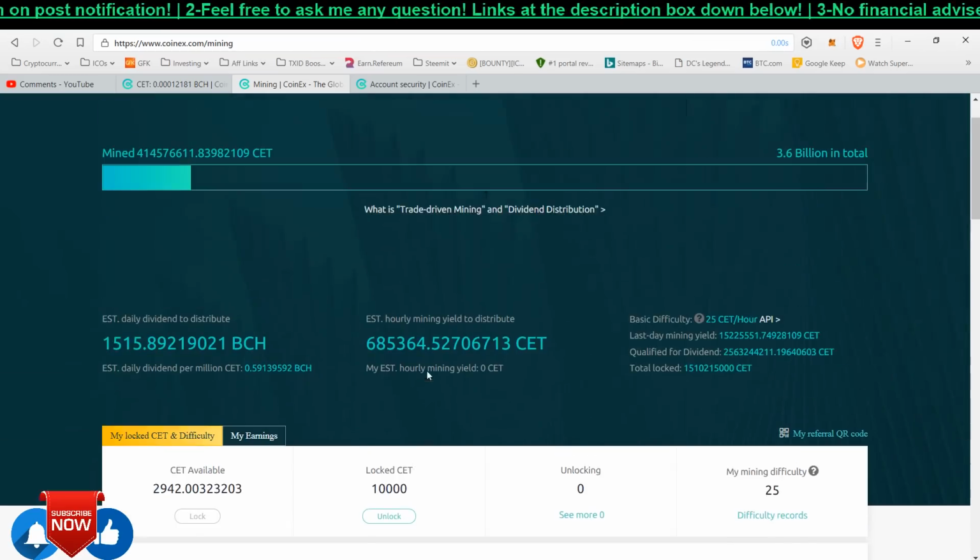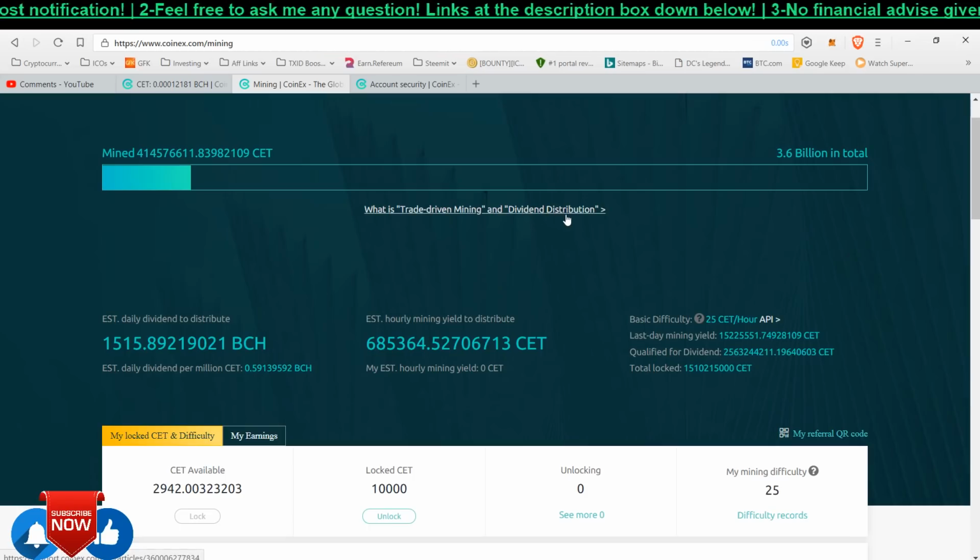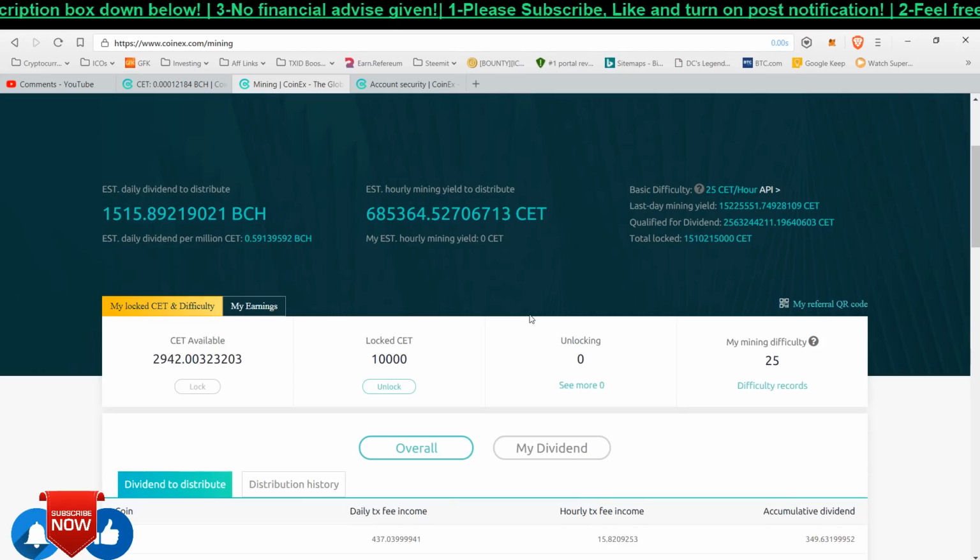And for the dividend distribution, you need to just hold at least 100 CET token to get the dividends. But of course, the more tokens you hold, the more dividends you're gonna get. And for the trade driven mining, you have to lock up 10,000 CET token, as this is like staking. So you stake your CET tokens, minimum 10,000, to get one share, so you will get more CET tokens in return day by day.